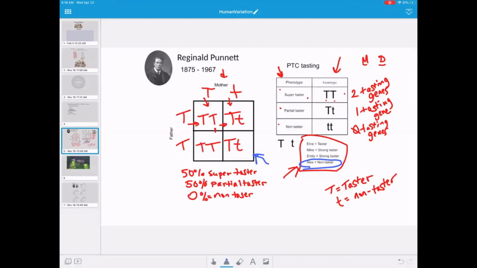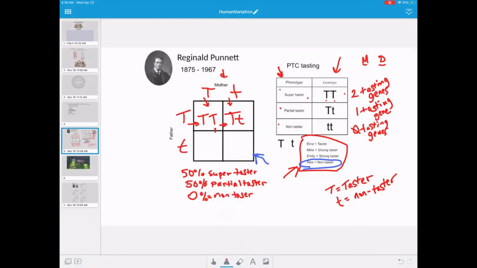So let me change my results a little bit. I'm going to erase some stuff here. I'm going to erase this T. I'm going to say maybe my husband Mike wasn't sure about whether or not he was really a strong taster. Maybe he was a partial taster and it was just a little more intense for him. Maybe he just ate something that amplified the taste. We don't know. So I'm going to say that he has a little t there.